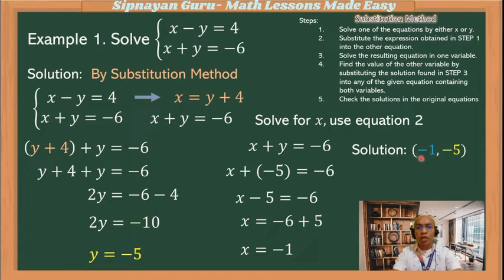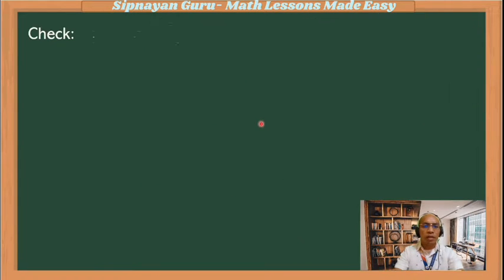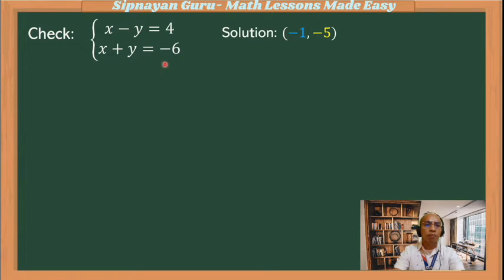For us to check whether this value of x and y is really the solution to the system, we have to check. So to check, we will go back to the original given equations. So the solution is negative 1 and negative 5. In equation number 1, x minus y is equal to 4.